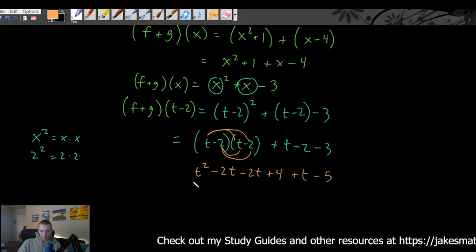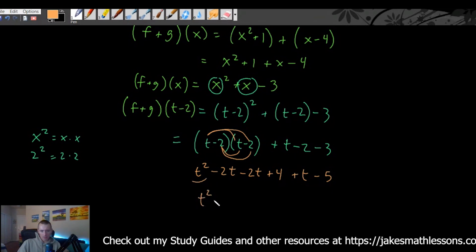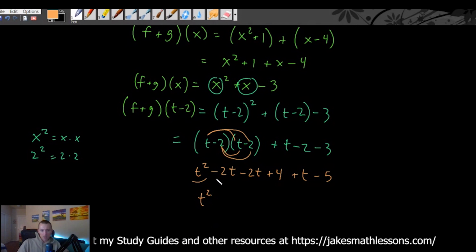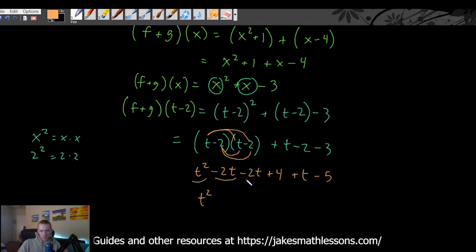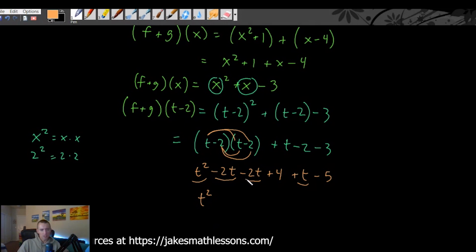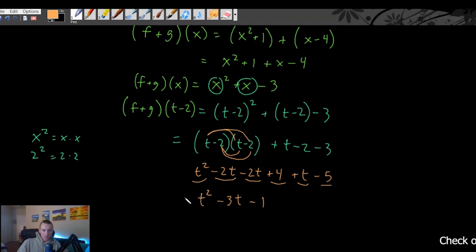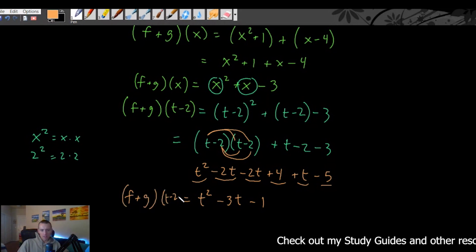Now we have just one single t squared term right here, so that's going to stay the same. Then we have a minus 2t minus 2t, which is negative 4t, plus t is minus 3t, and then plus 4 minus 5 simplifies to negative 1. So now this is the entire f plus g of t minus 2, and this is as simplified as it's going to get.